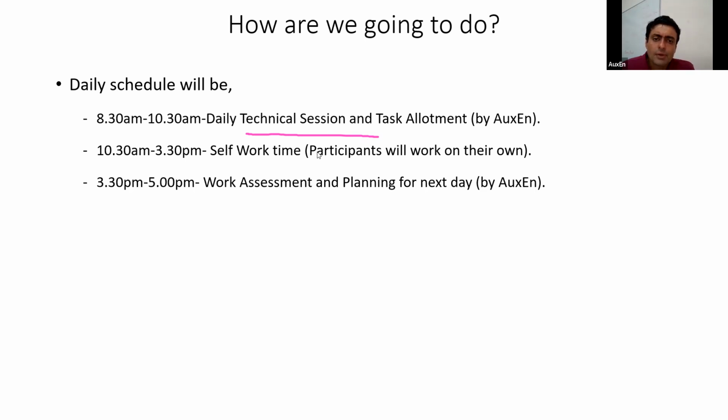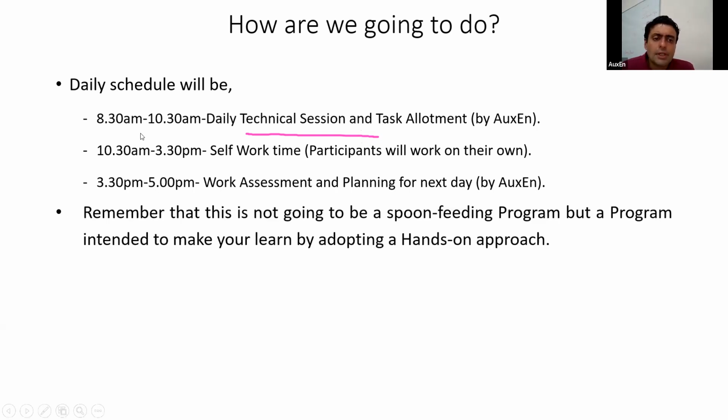Many of you are going to join this as a self-paced program also. Those who are working professionals, practicing consultants, who are going to join this as a self-paced learning program, for them we'll just discuss how they need to do it every day. So this schedule is for people who are going to join this as a regular program. It's very important to remember that this is designed as a hands-on program.